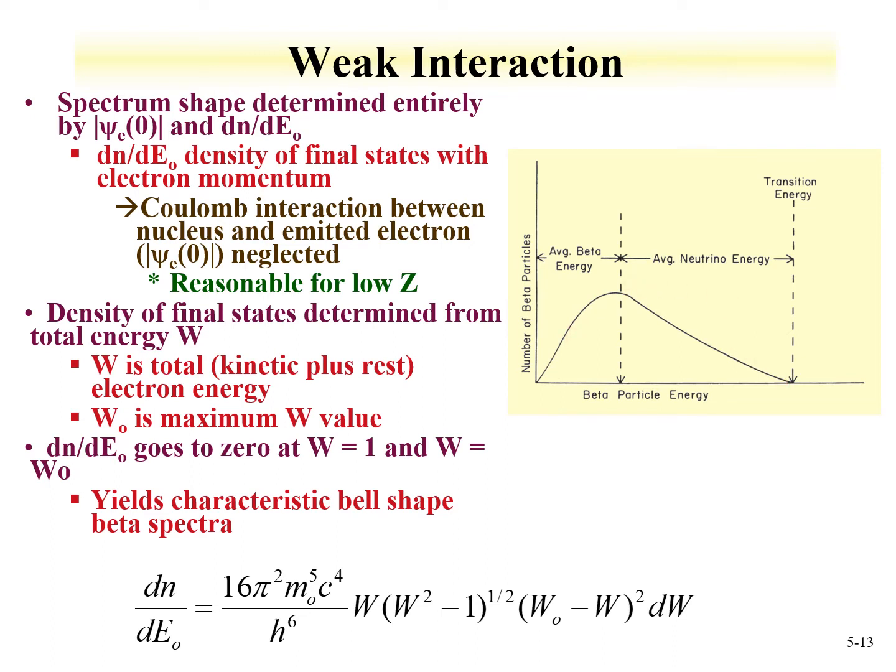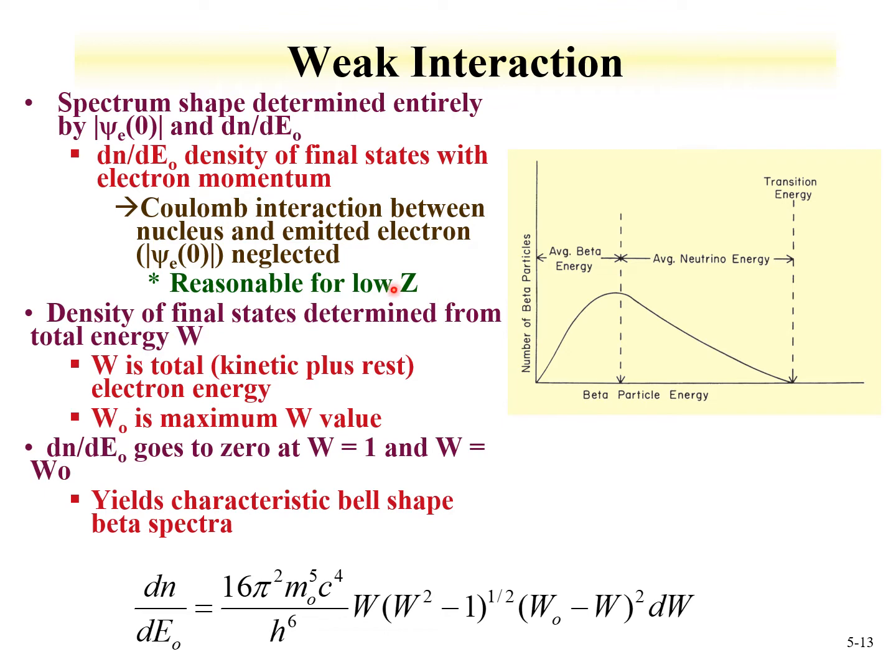However, this equation does neglect the Coulomb interactions between the nucleus and the emitted either electron or positron. This is a reasonable assumption for low Z. However, at high Z, it's not true. The nucleus will have an impact on the energy of the particle emitted from the nucleus.